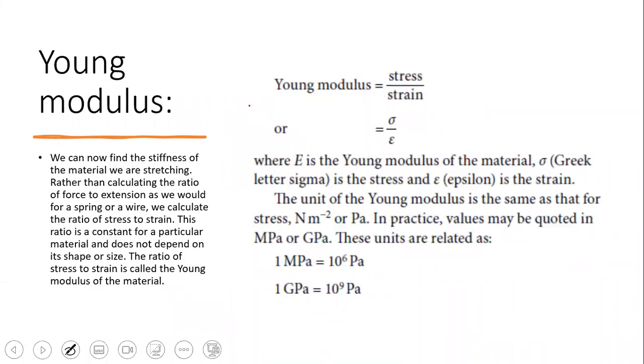What is Young modulus? Young modulus is going to be, hold on one second.